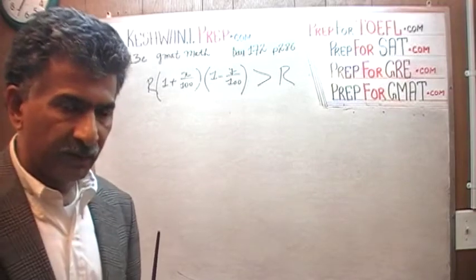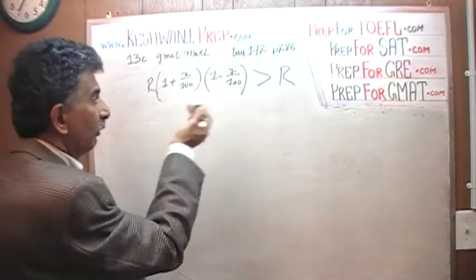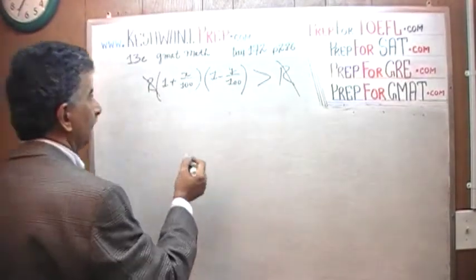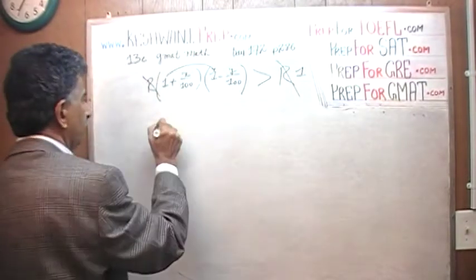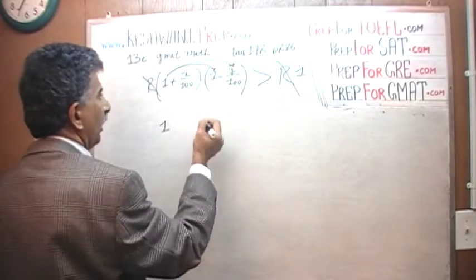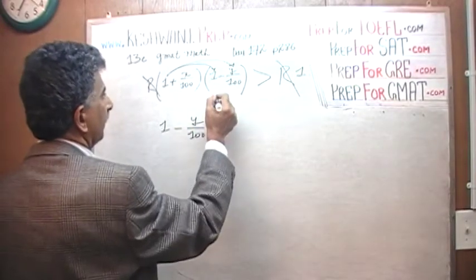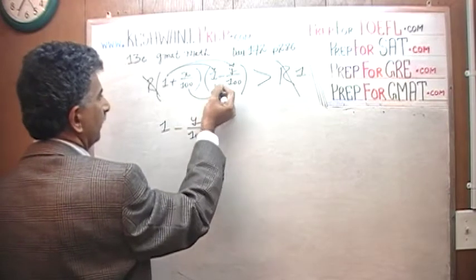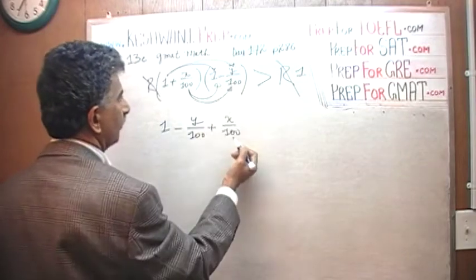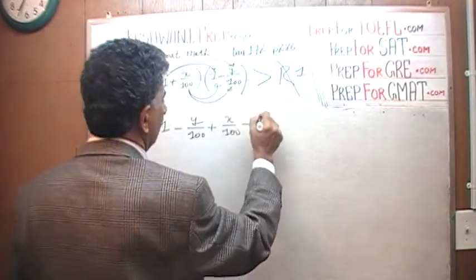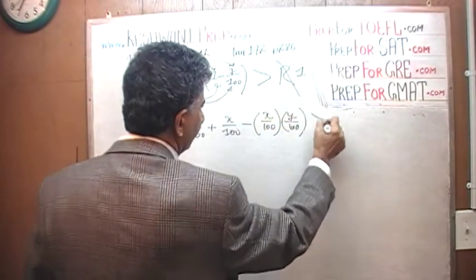Since R appears on both sides of the inequality, and since we know R is positive because R is the amount of rent, we can divide both sides of the inequality and get rid of it. So now the question is, is this quantity greater than 1? Well, let's find out. 1 times 1 is 1. 1 times y over 100 is going to be negative y over 100 because it's got a negative in front of it. And then we have x over 100 times 1, which is going to be x over 100. And then we have x over 100 times y over 100, again with a negative sign. So negative x over 100 times y over 100. And the question is, is this quantity greater than 1?